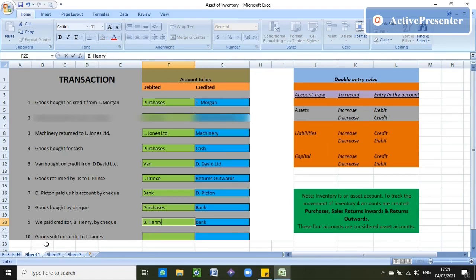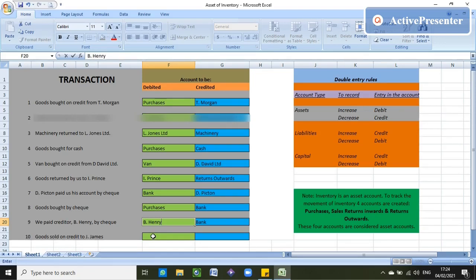And the last transaction, goods sold on credit to J. James. So here we see the word goods. They're being sold. This is the first time we're using sales for this. Anyways, you will get the idea, I hope. If goods are being sold, here you will use sales. Will we debit? Will we credit?